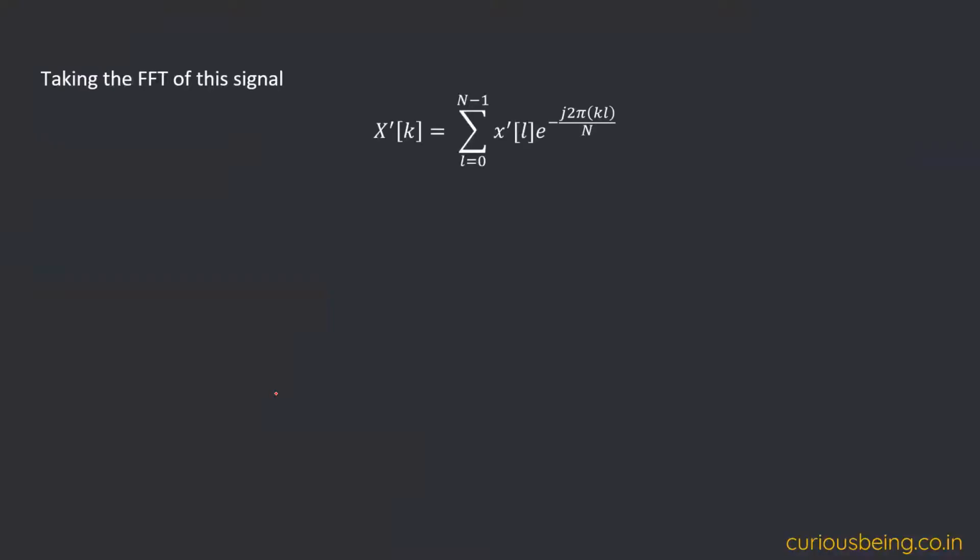This is the basic FFT equation. I can write it like this because my X prime L is the CFO impaired signal, and if I have to write it in terms of XL, which is the actual ideal signal, this is the extra term because of the CFO.